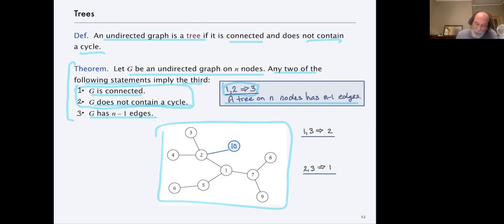So, for example, the claim that 1 and 3 imply 2 is the claim that G is connected and it has n minus 1 edges. It doesn't have a cycle. Why is that? Because if it's connected and has n minus 1 edges, it doesn't have enough edges to make a cycle. Right? And you reach that by essentially this same kind of argument, similarly for the third.